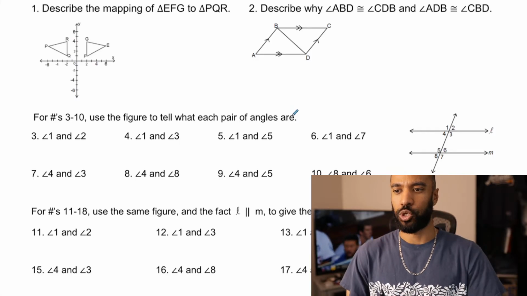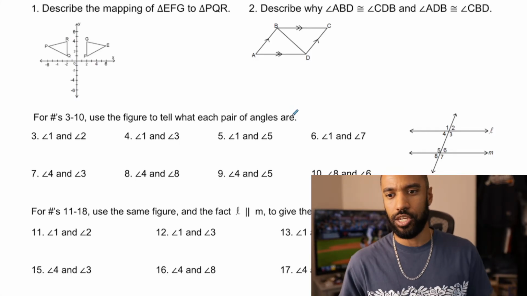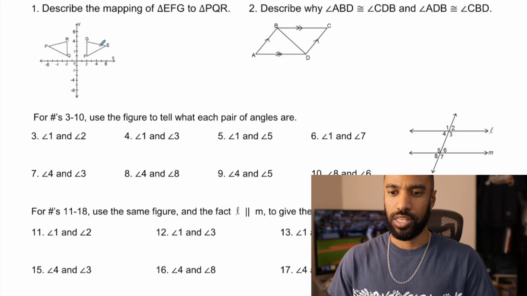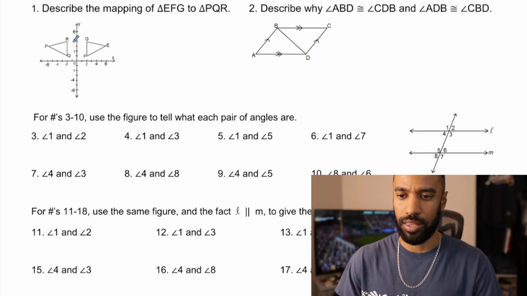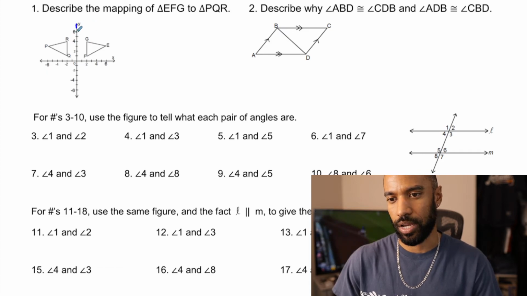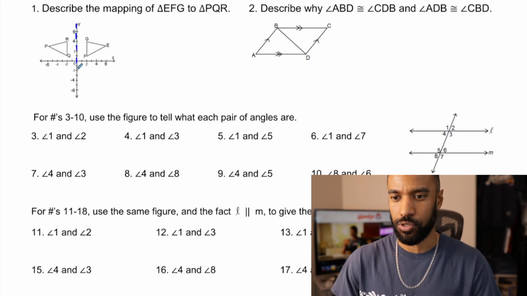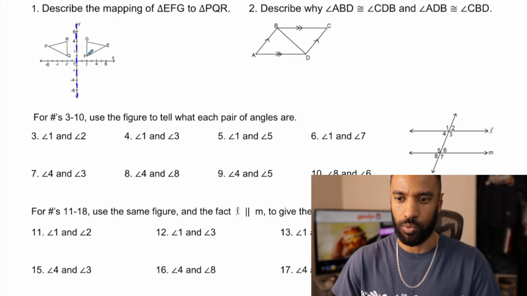Describe the mapping of triangle EFG to triangle PQR. Well, at least they corresponded parts. EFG and PQR, they correspond there. But the mapping is asking what kind of transformation around where. If you see these things, they seem to be right across 2, 1 and negative 2, 1, 6, 3 and negative 6, 3, 2, 4 and negative 2, 4.